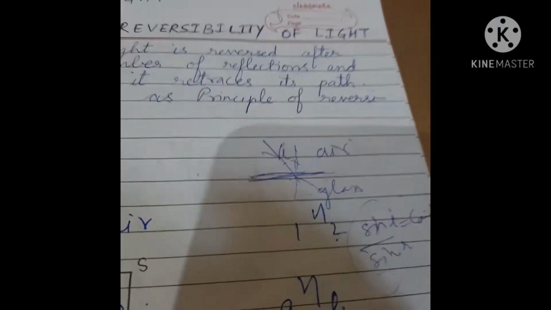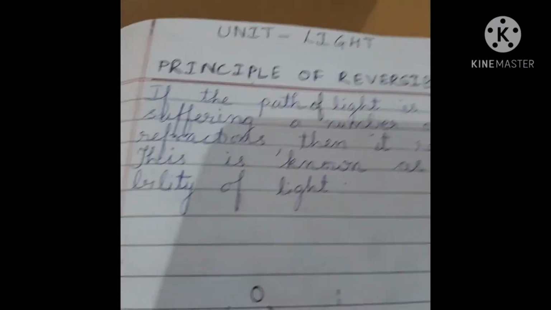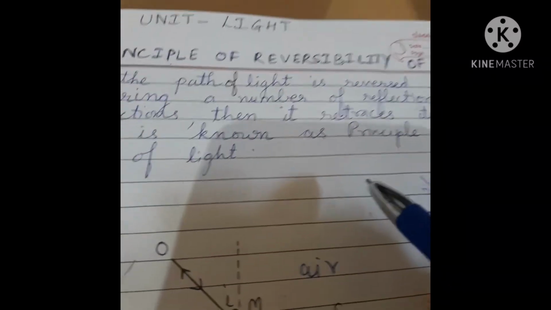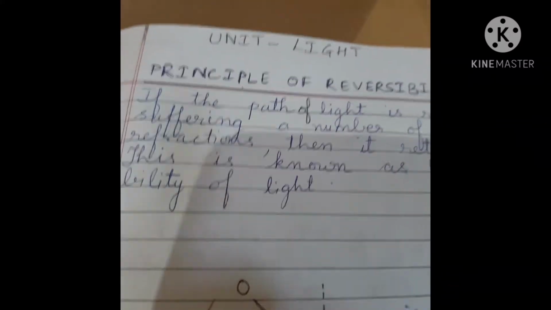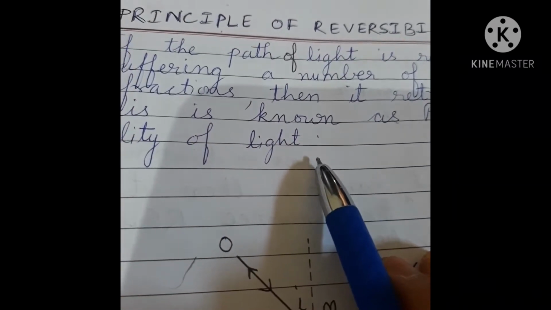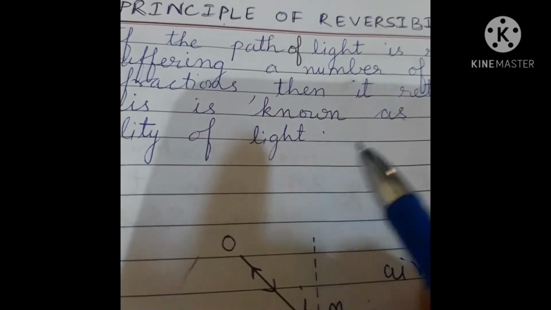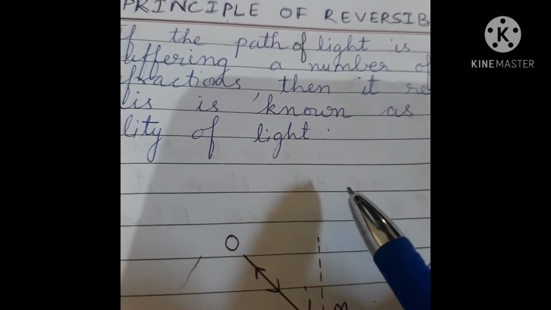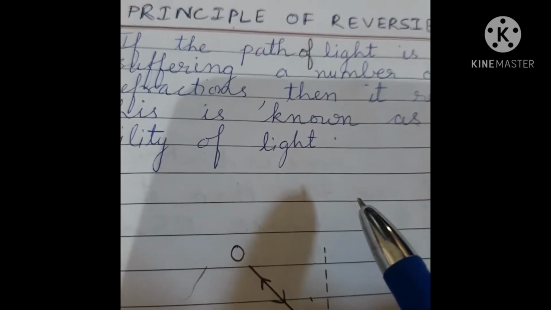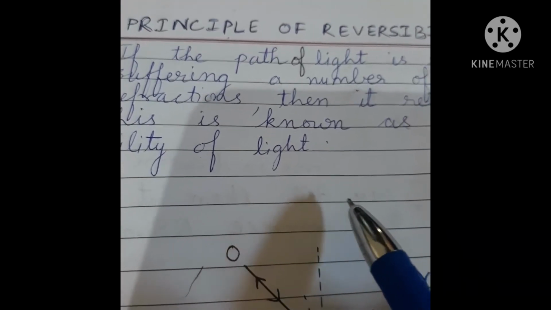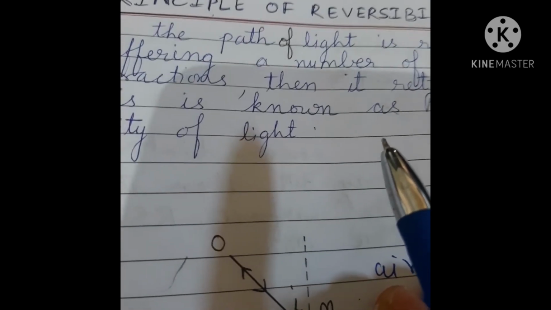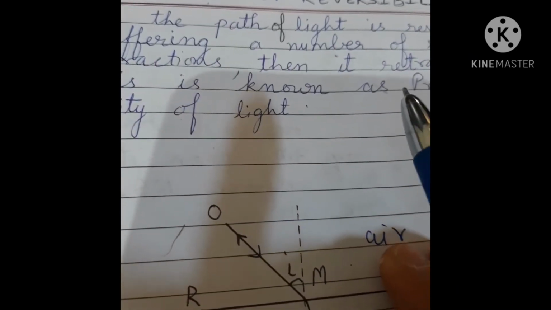After Snell's law, now we will study about the principle of reversibility of light. This concept is very important because numericals are asked from this, and you can say that the whole light unit is dependent on this concept, because here you will know how to find the refractive index.